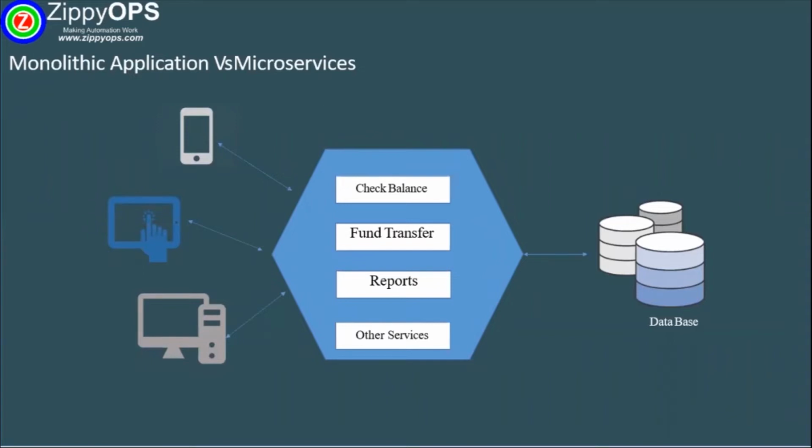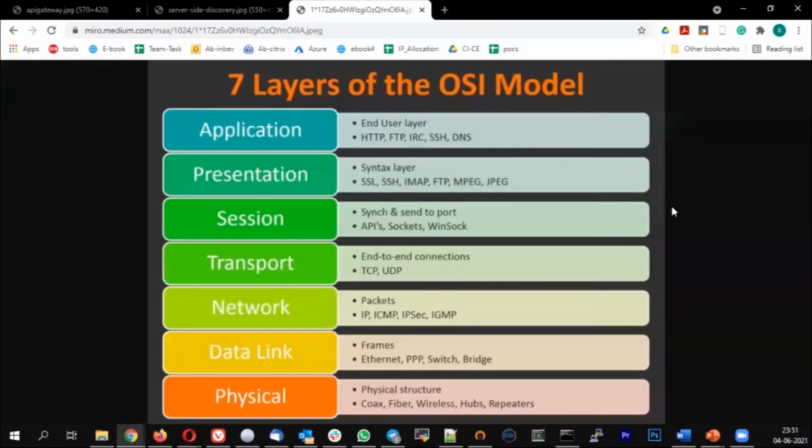That is where layer 7 load balancing comes into the picture. The layer 7 load balancer can read the data, and based on the data, it can redirect the traffic. This concept is called application load balancing. So these are all the 7 layers I have talked about.